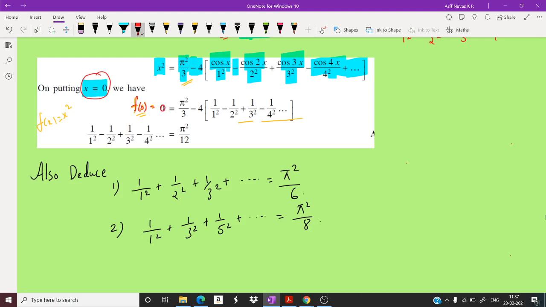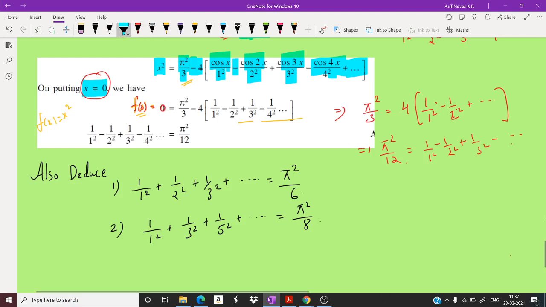Which implies pi square by 3 is equal to 4 times 1 by 1 square minus 1 by 2 square plus etc. So which implies pi square by 12 is equal to 1 by 1 square minus 1 by 2 square plus 1 by 3 square minus etc. So what is the sum of this series? This is actually pi square by 12. So this is an important application of Fourier.